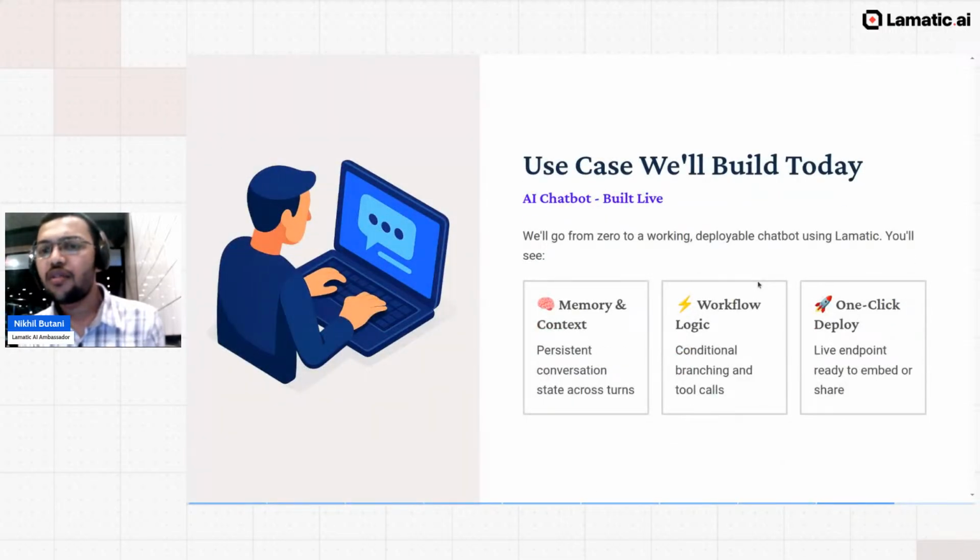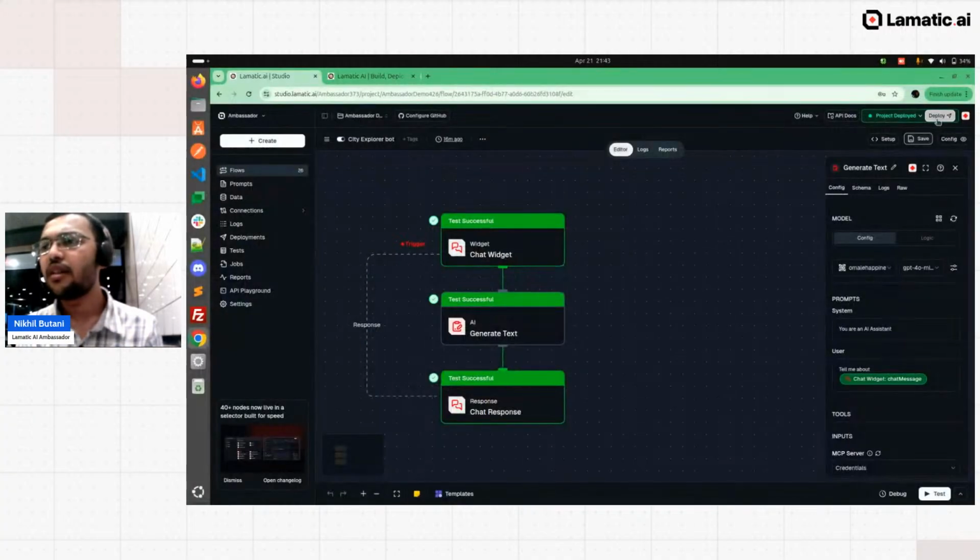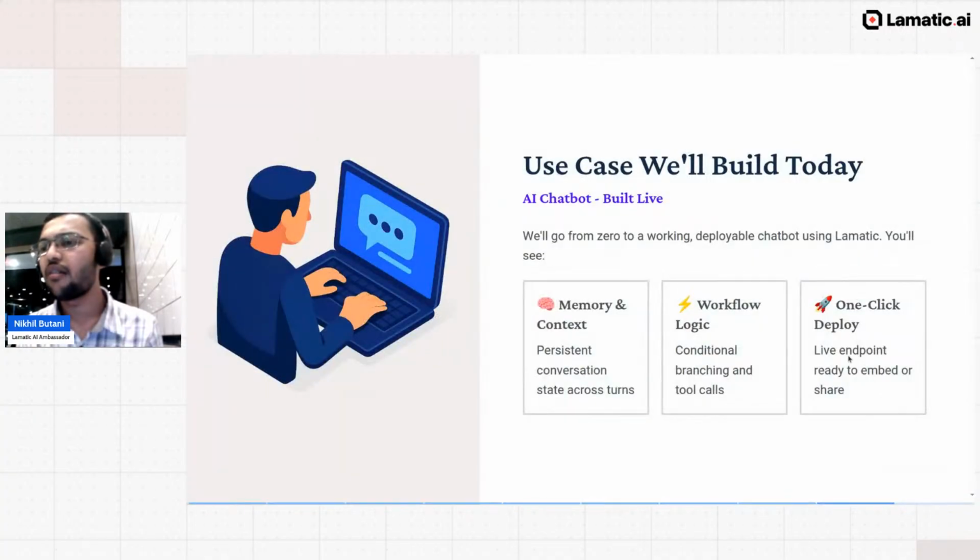And yeah, use cases, whichever we build. We already covered memory and context. So basically it will do conversation across turns, then workflow logic. Yeah, it's conditional and branching, right? And after that, as I just clicked on deploy, you can see your live endpoint.